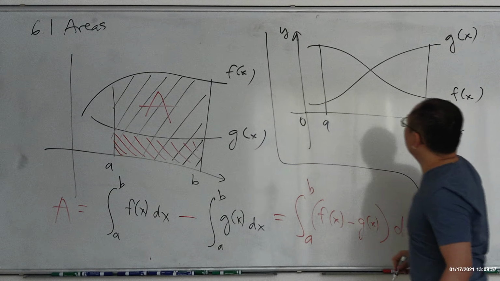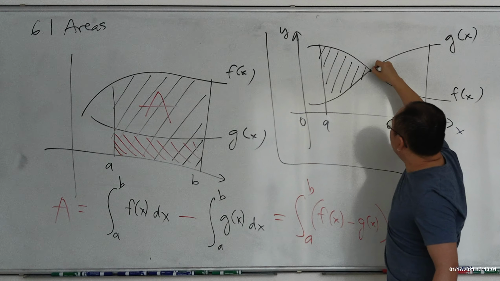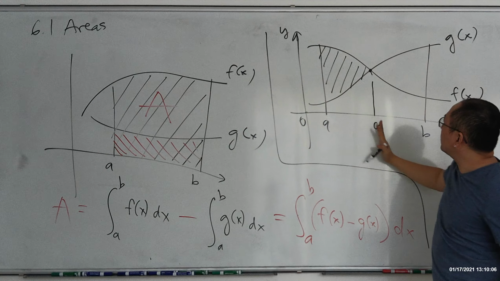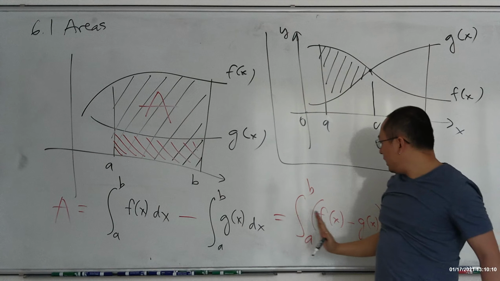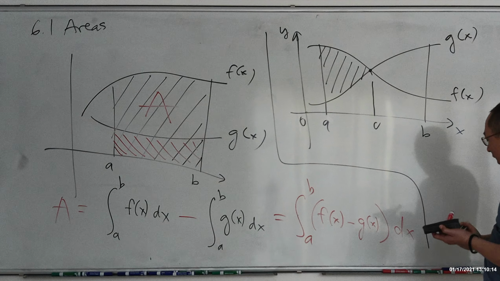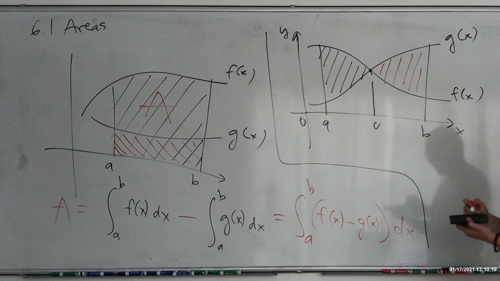Okay, so you see what? The graph of the function f intersects the function g at a point. Let's call it C. So from A to C, f is above, g is below, right? You take the above one, subtract the below one, right? Okay. But for the second part of the graph, what happened in here? G is above and f is below.